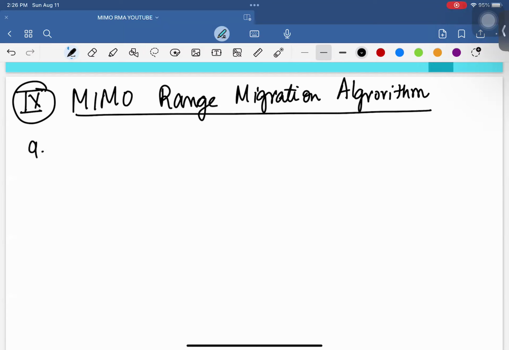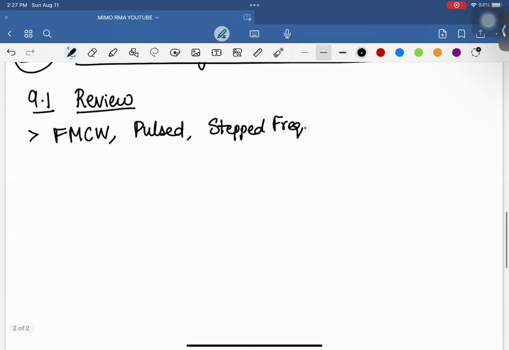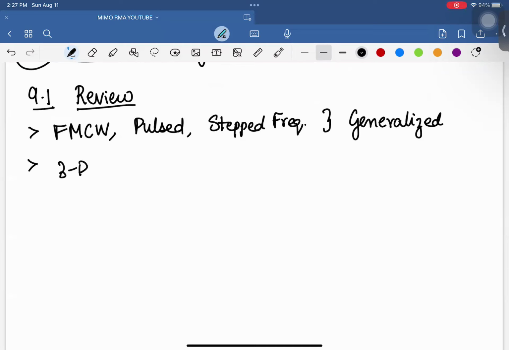Okay, so first I'll do a quick review of what we've done so far and what you need for this video. So we started with FMCW range Doppler, and then we did pulse radars, and we also did step frequency radars for just a signal model. And then we showed that from these three, we can find a generalized signal model that we can use for image reconstruction, 3D imaging, and so on. And then we saw 3D SAR reconstruction using back projection, time domain correlation, and so on. We showed a bunch of algorithms are basically the same.